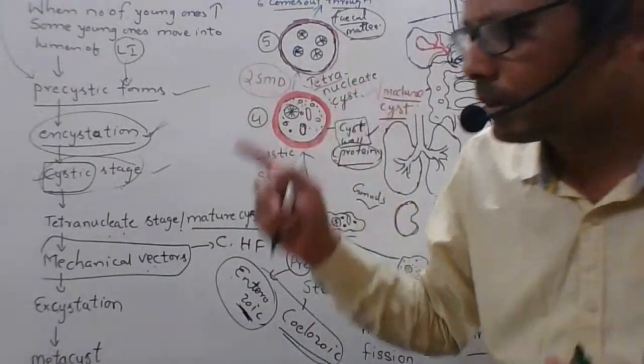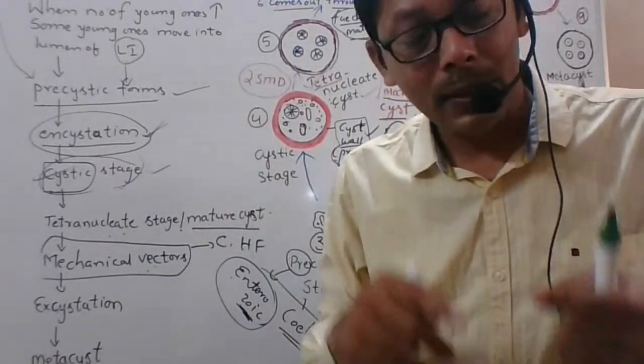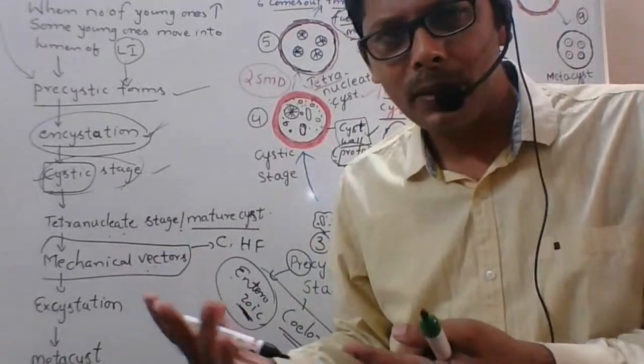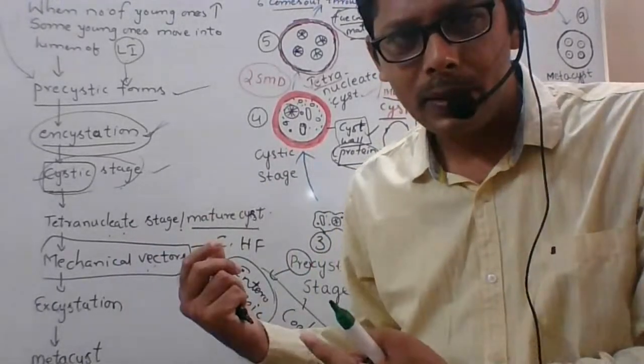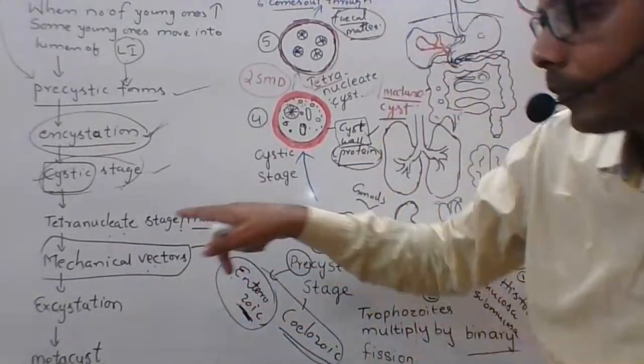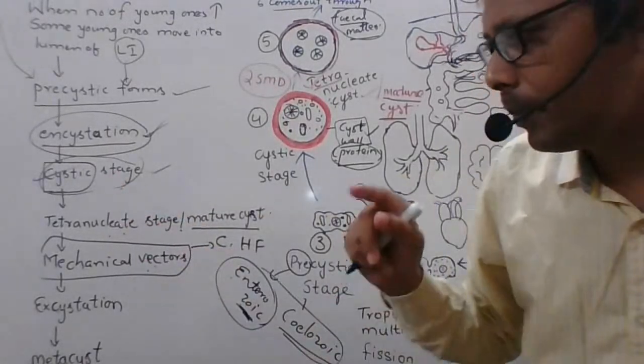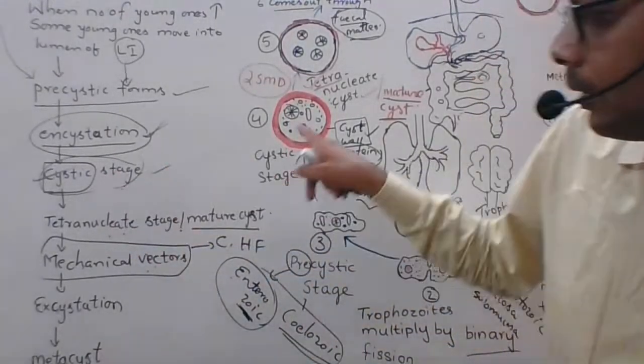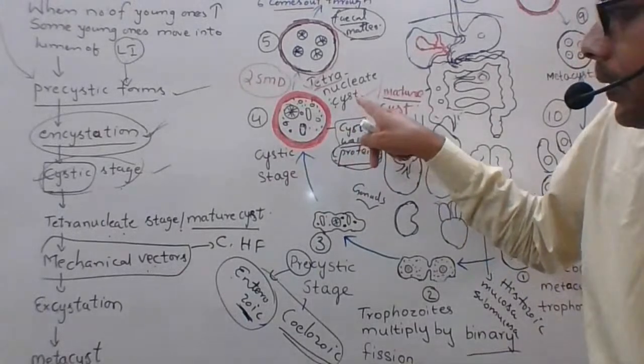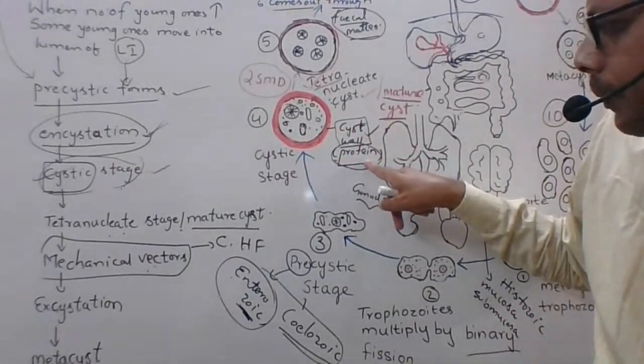The difference between the pre-cystic stage and the cyst stage is that in the pre-cystic stage there is no cyst wall, but in the cyst stage there is a cyst wall. This cyst wall is made up of protein. Okay, now this is a cyst stage, which has a cyst wall made up of proteins.